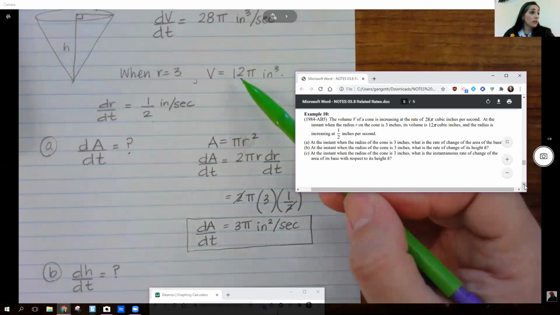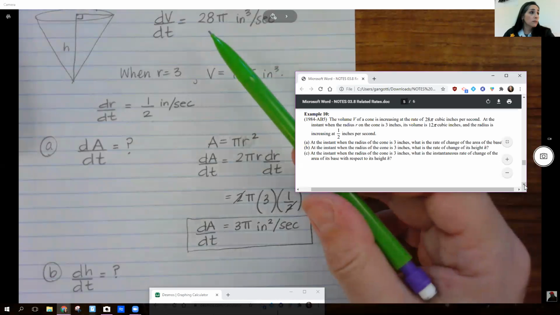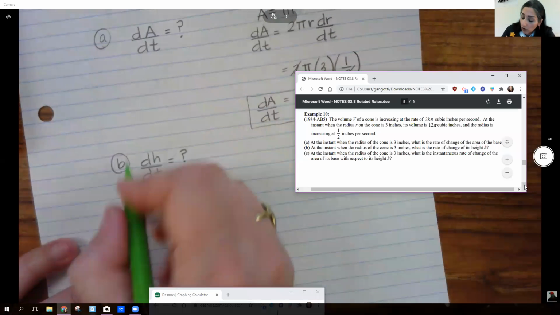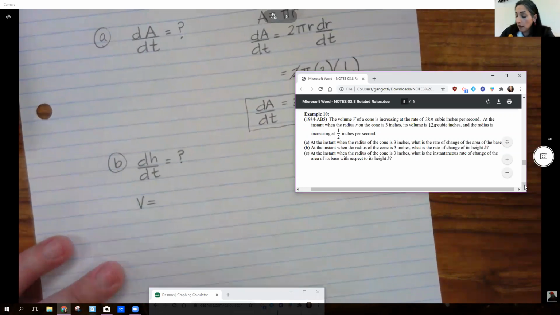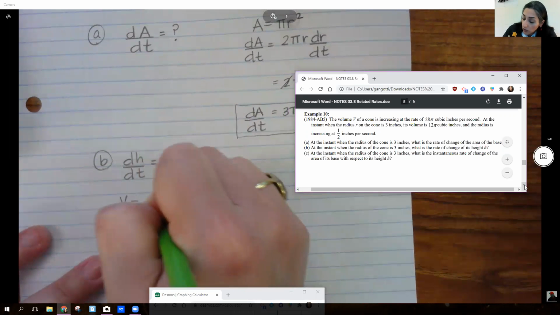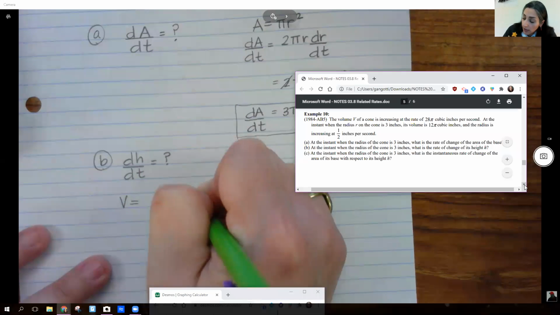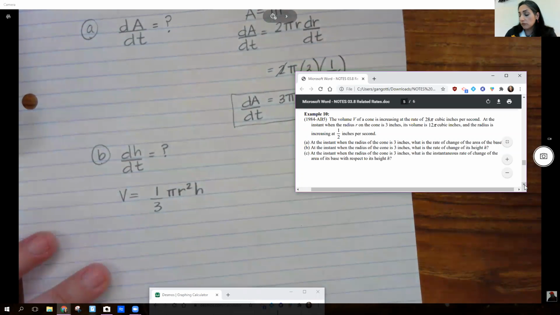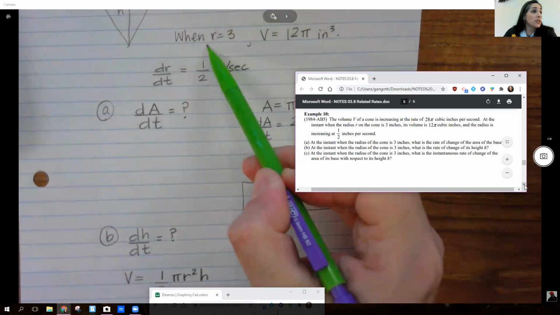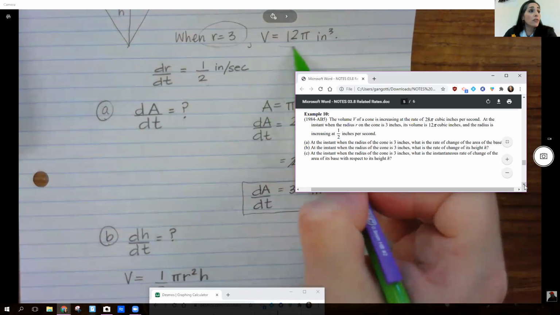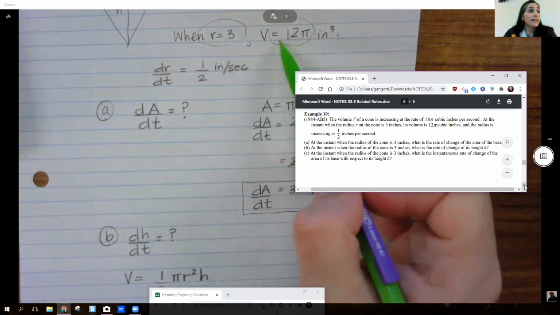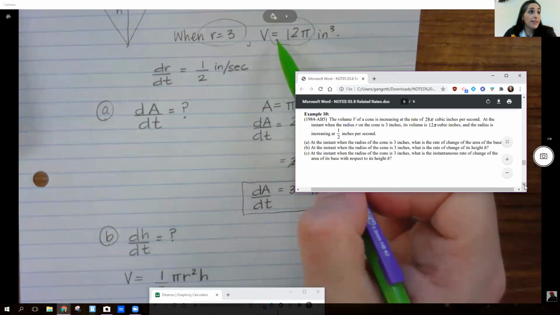All right. So we could try to use volume. What if we do that? So volume, well, it's a cone, so volume is 1/3 pi r squared h. I don't know what h is or dH/dt. I guess what we'll have to do is use this r equals 3 and this 12 pi to figure out what h is. And then we should be able to have enough information, I think.